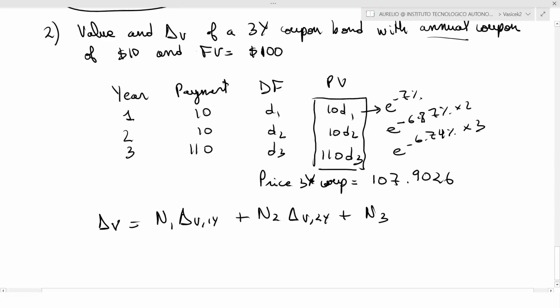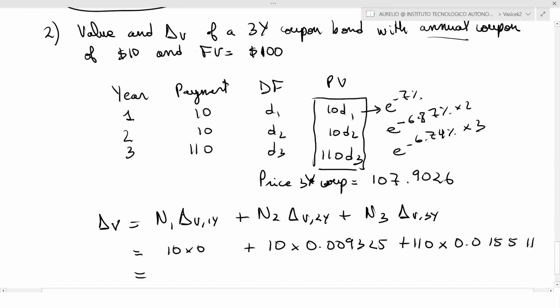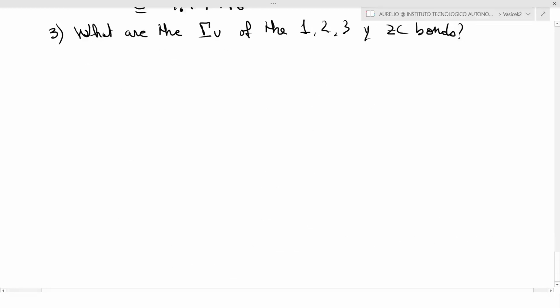And number of units of the 3-year bond times delta Vasicek of the 3-year bond. And this is equal to 10 times 0 plus 10 times 0.009325 plus 110 times 0.015511. And this is equal to 1.79946. The third question is, what are the gamma Vasicek of the 1, 2, and 3-year zero coupon bonds?